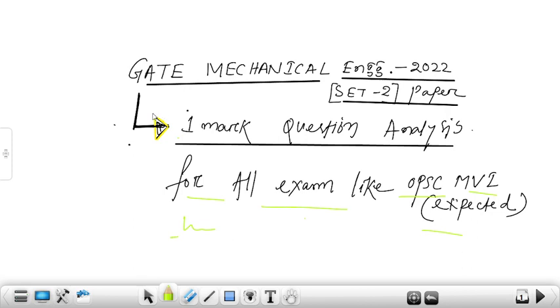So today we discuss the GATE Mechanical Engineering 2022 Set 2 paper, and this is the 1 mark question analysis, and this is useful for OPSC Motor Vehicle Inspector.